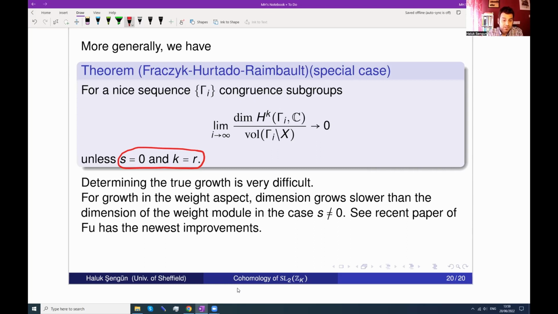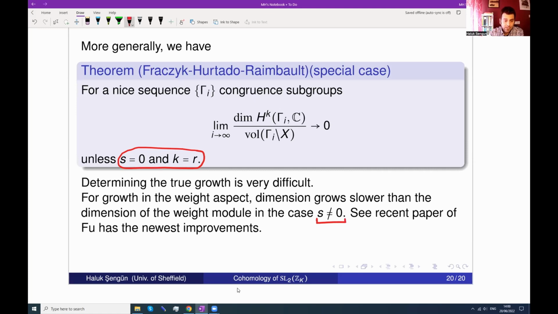What's known by trace methods, beyond the totally real fields case where we know what happens, is that if S is not 0, so if your K is not totally real, then the dimension is little o of the dimension of the weight module. So it grows slower than the dimension of the weight module. Remember, in the Bianchi case, it grows like the square root of the dimension of the weight module. But what we know from trace methods is only that it's sublinear in the dimension of the weight module. What's the true growth? It's again a very difficult problem.